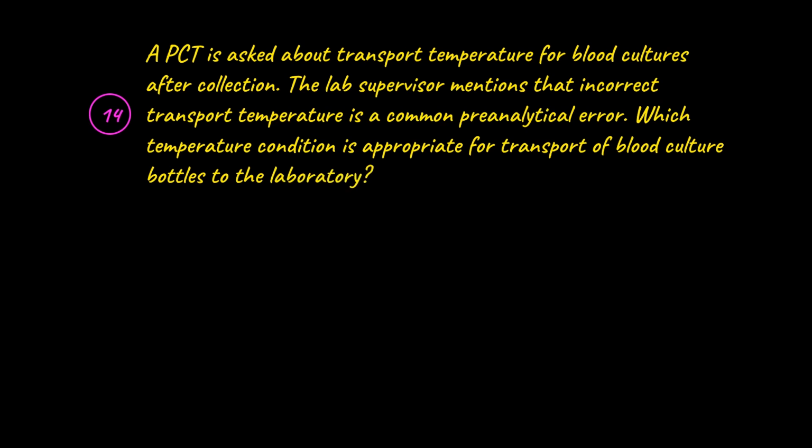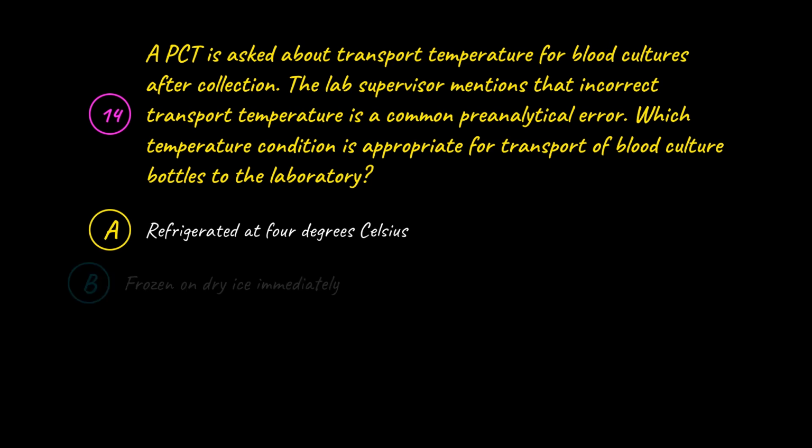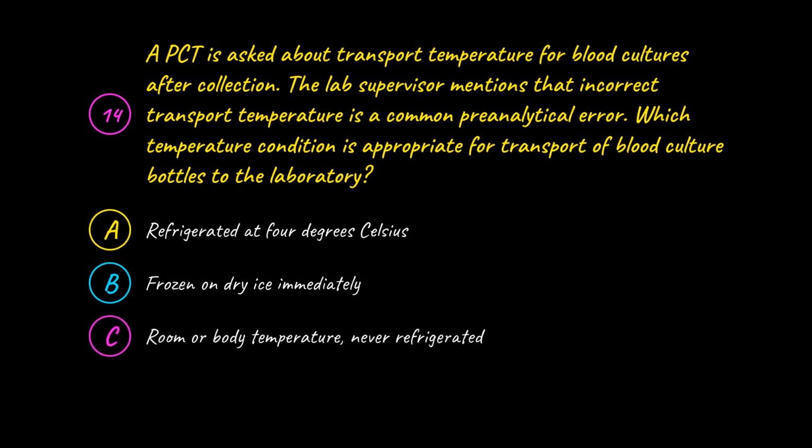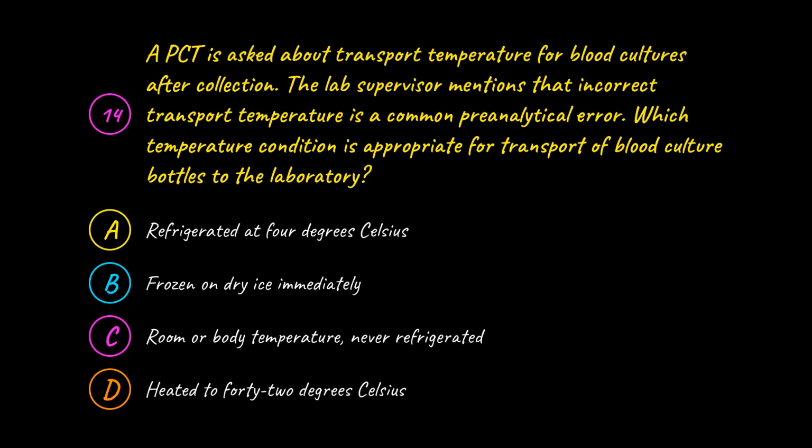Your options are A. Refrigerated at 4 degrees Celsius. B. Frozen on dry ice immediately. C. Room or body temperature, never refrigerated. D. Heated to 42 degrees Celsius. Which would you go with? Lock it in before the reveal.